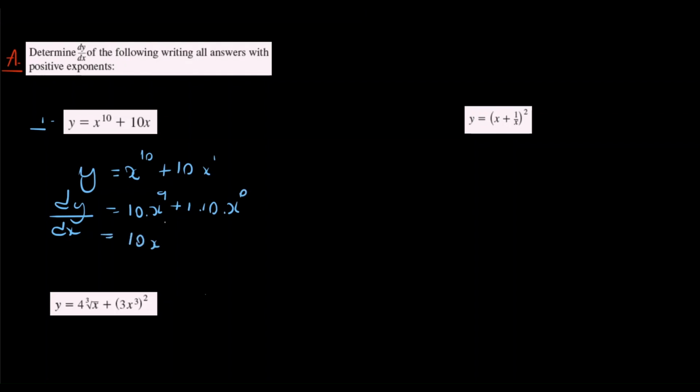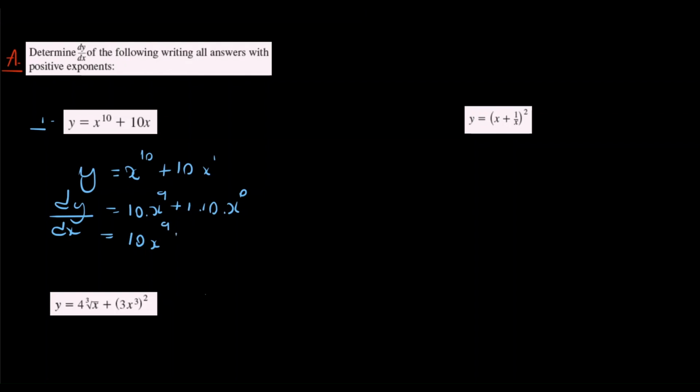So we're given really that y is equal to x to the power of 10 plus 10x. So dy/dx will be, we drop the exponent 10, keep the base x, then subtract 1 from 10. If we subtract 1 from 10, we're going to get 10 minus 1, which will be 9. Then we repeat the process. The exponent of x there is 1, so we drop the exponent 1, multiply by 10, keep the base, subtract 1 from 1, we'll get 0.